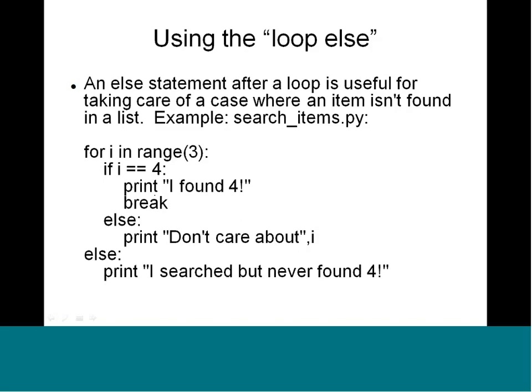So now let's look at the loop else. The else statement after the loop is useful for taking care of the case where the item isn't found in a list. For example, here search_items.py. So for i in range(3), which is 0, 3, 1. If i equals 4, then we print "I found 4" and then break. Otherwise, print "don't care about i".